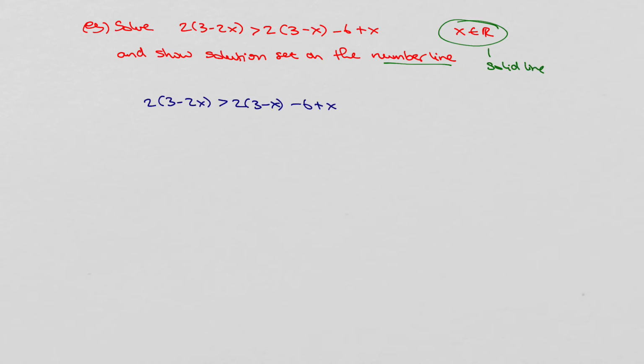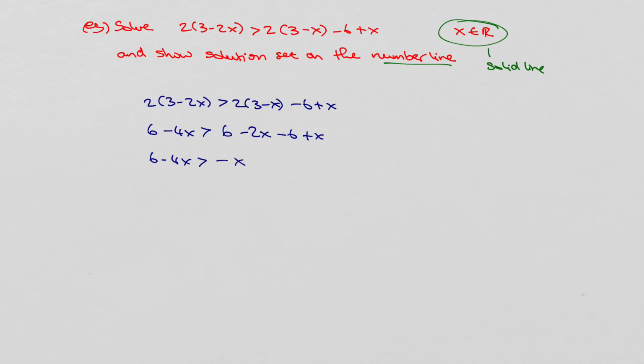So like an equation, we're going to start by getting rid of our brackets. 2 times 3 is 6, 2 times minus 2x is minus 4x. That's greater than 2 times 3, which is 6, 2 times minus x, which is minus 2x, minus 6 plus x. I can't add the terms on the left-hand side. I can simplify the right-hand side because we have 6 minus 6, which is 0, and minus 2x plus x, which is minus x.